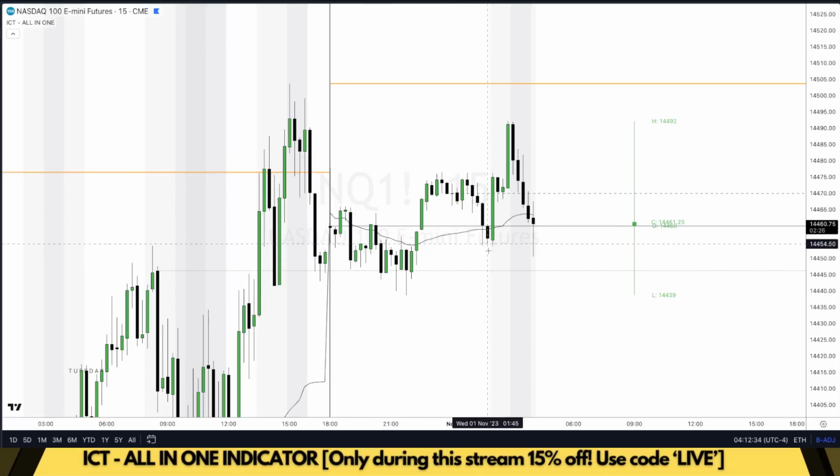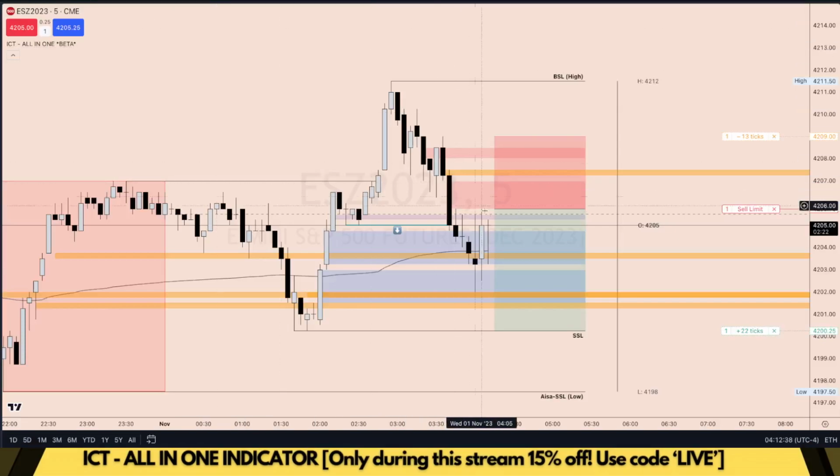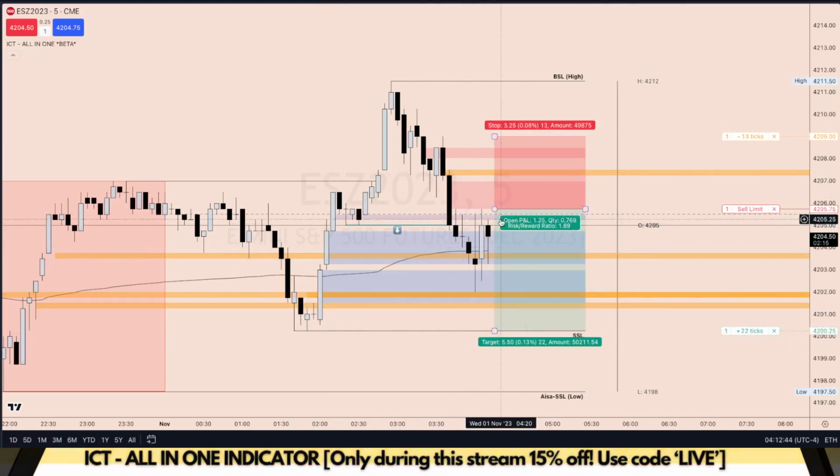We made that higher high, we swept that sell side, and we immediately reject, while on ES, we didn't see the low being taken out. We could still do that. That's why I will keep the limit order on.